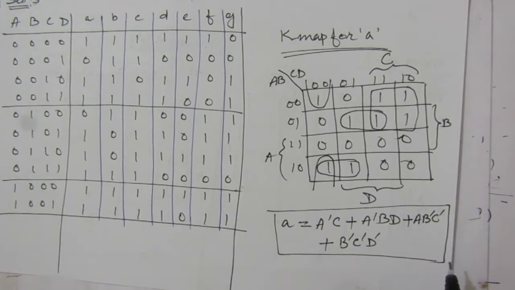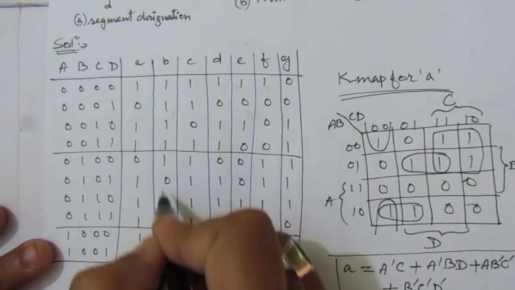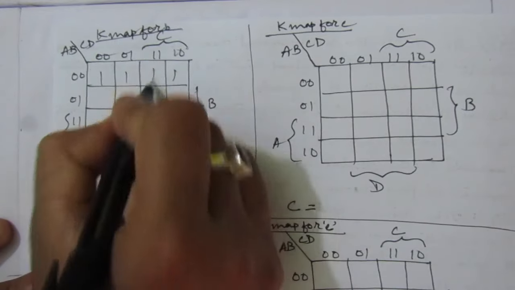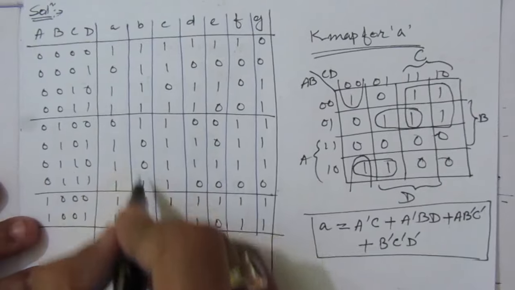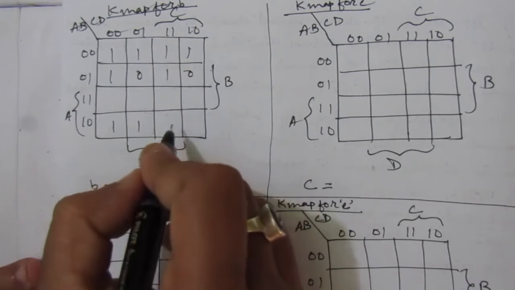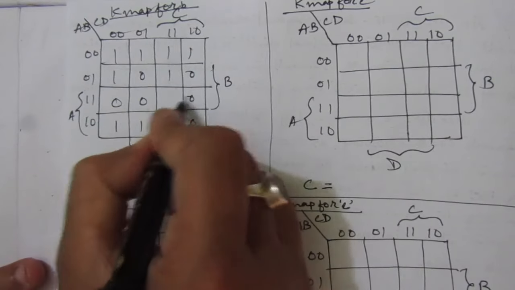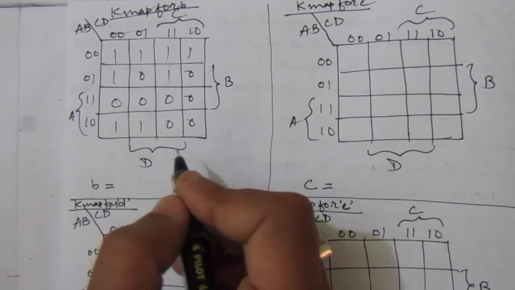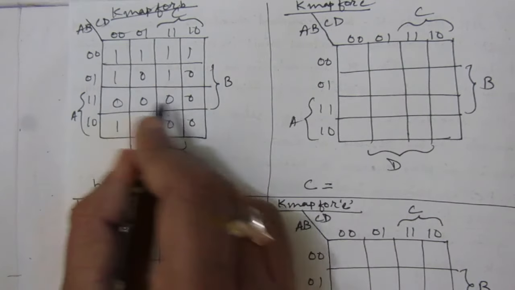While making the circuit, we have to use this Boolean expression for A. Now we have to find out the expression for B. So B has 1 1 1 1, 1 0 0 1, 1 1 1 1, 1 0 0 1, then we have 1 1, so we'll put here 1 1. All these will be 0, 0, 0, 0, 0, 0, because in the question it is given that the display will be off for these values. That means all the values will be 0.